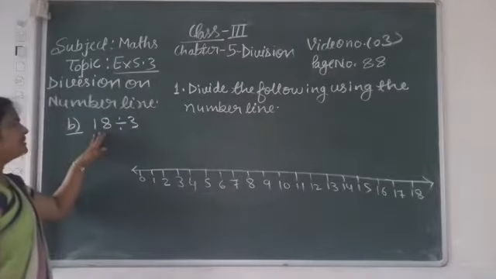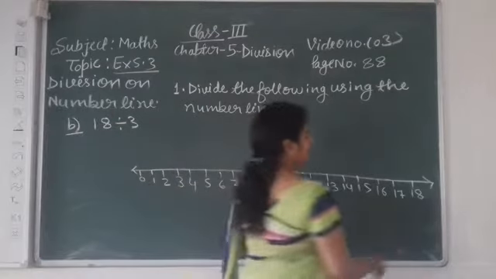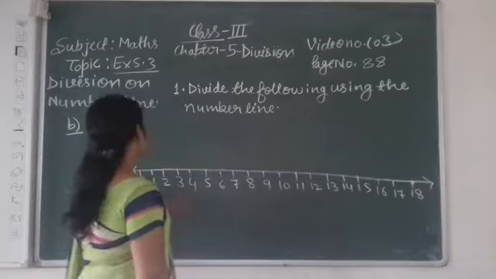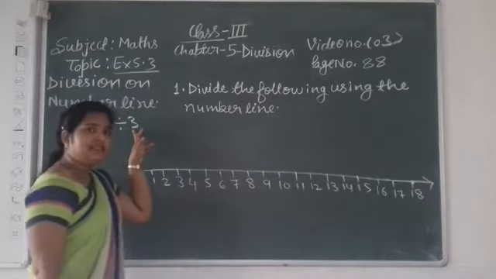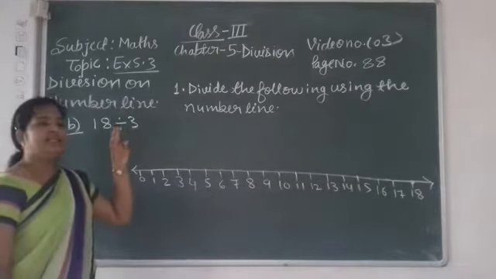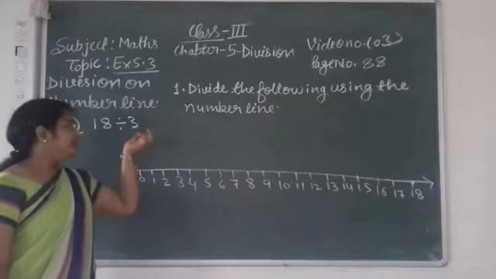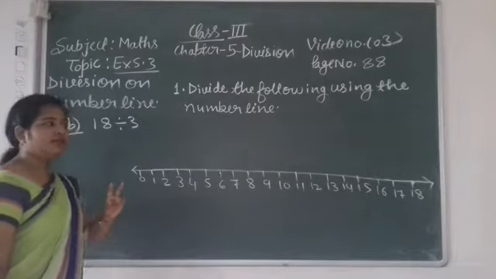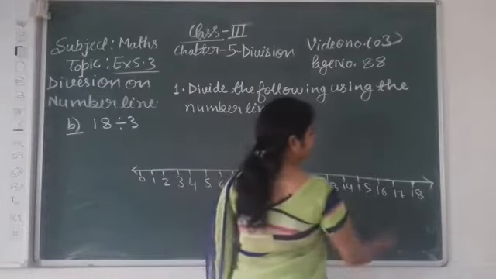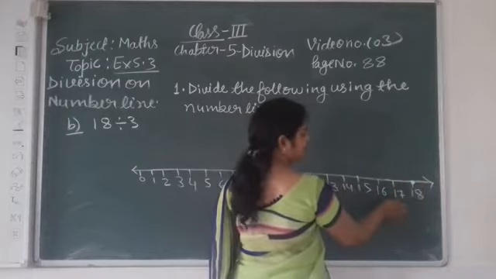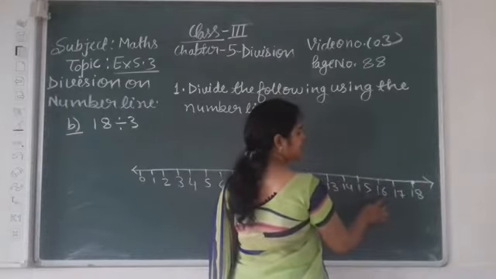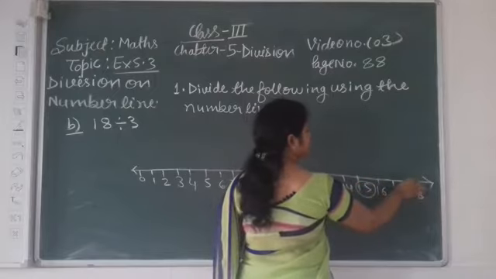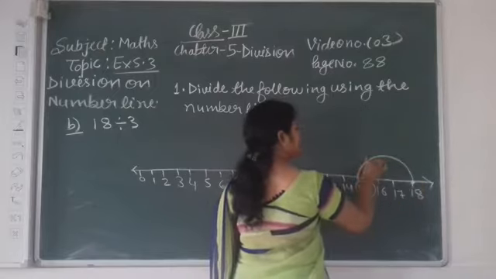We will start from 18. So our starting point is 18. Then the second number is 3, meaning the size of the jump will be 3 and we will jump in steps of 3. Okay. So from 18, take the jumps of 3. 1, 2, 3. We reach 15. So we will jump from 18 to 15.